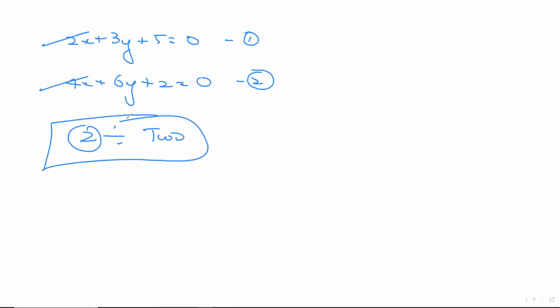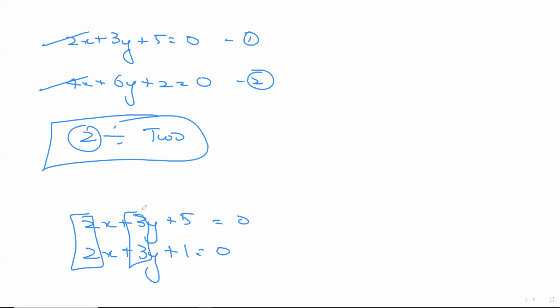Don't you think after dividing equation 2, it becomes 2x plus 3y plus 1 is equal to 0, and equation 1 remains as it is, 2x plus 3y plus 5 is equal to 0. Now, if you see, the value of A is the same, the value of B is the same, but the values of C1 and C2 are differing. That's exactly what I wanted. So based on this concept, I realized that what I'm trying to handle here is not a regular question, but a parallel line question.